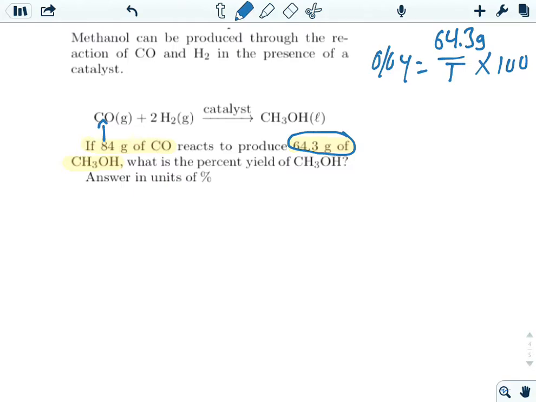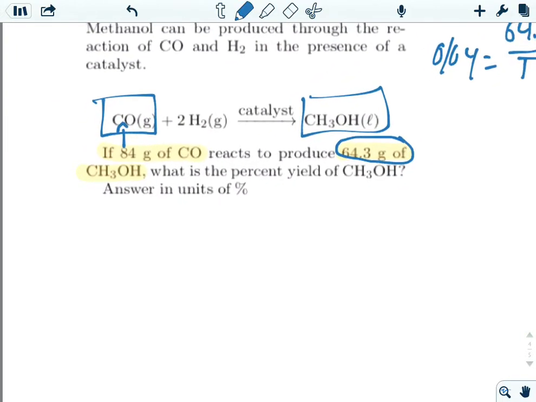And since it only gave us one number of a reactant, we assume that's our limiting reactant. So what we're going to do is convert from our carbon monoxide to our methanol to figure out what our theoretical yield is. To do that, we're going to need three conversion factors. The first one is our mole ratio, which is a 1:1. So we go ahead and write that down.